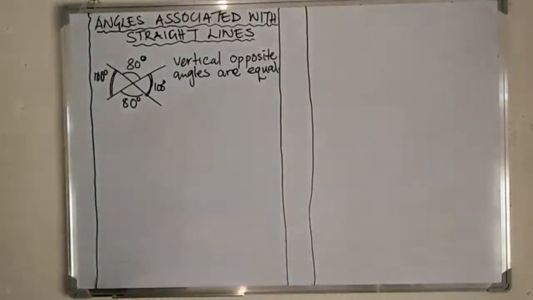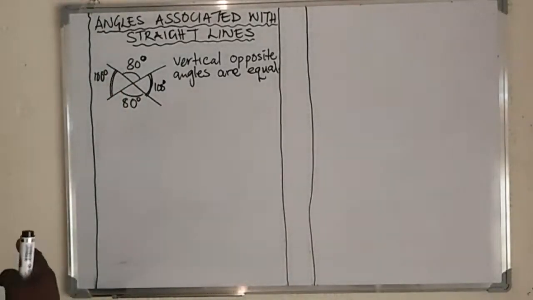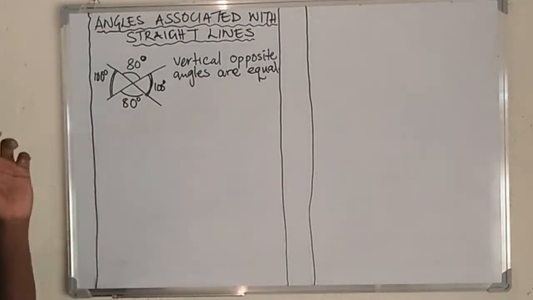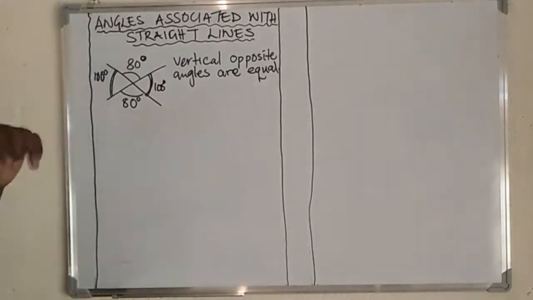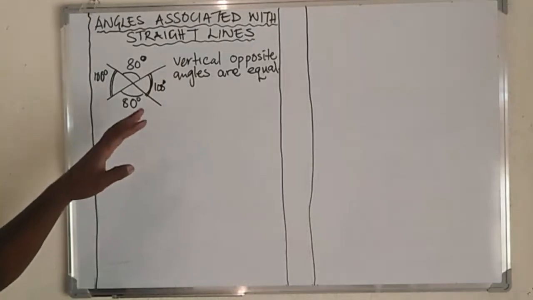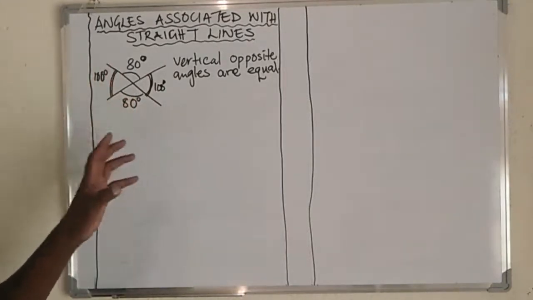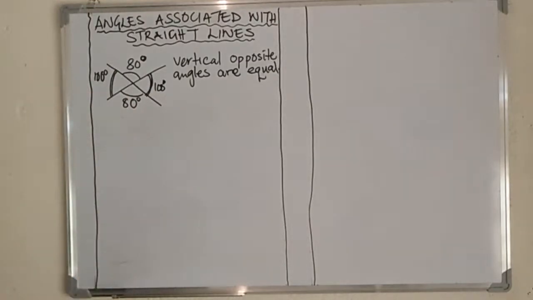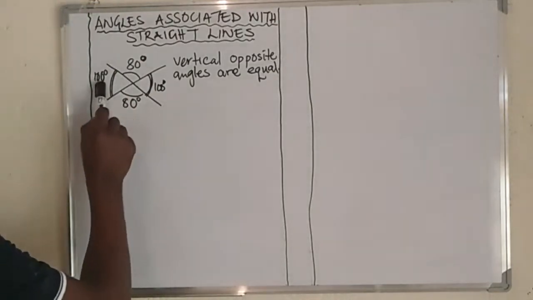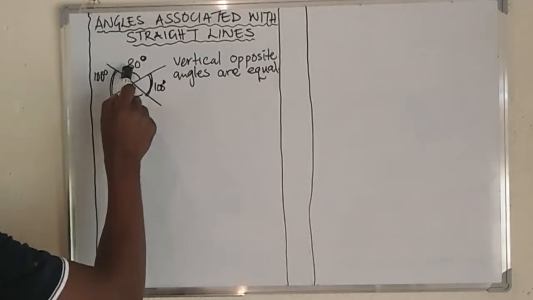Now, the concept you need to understand is that if two lines are crossing each other, they form vertical opposite angles, which are equal to each other. So this one is equal to this one, and this one is equal to this one.